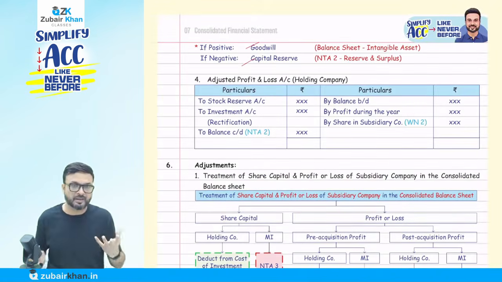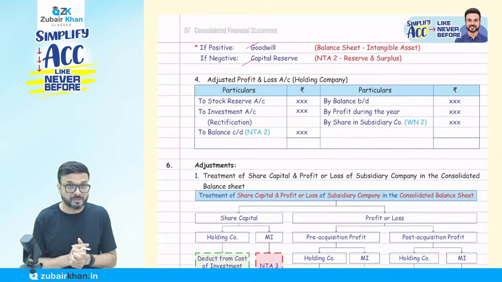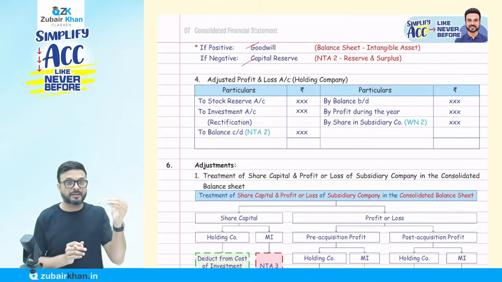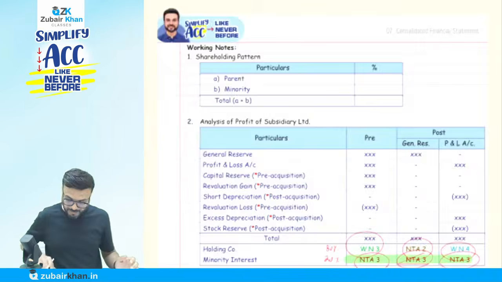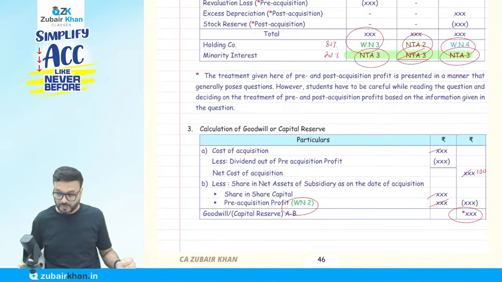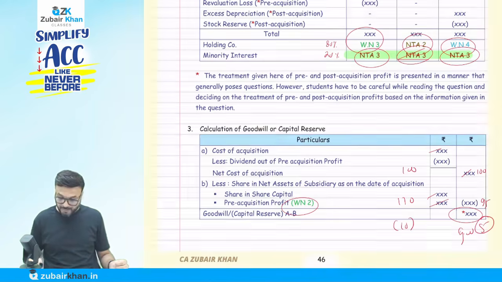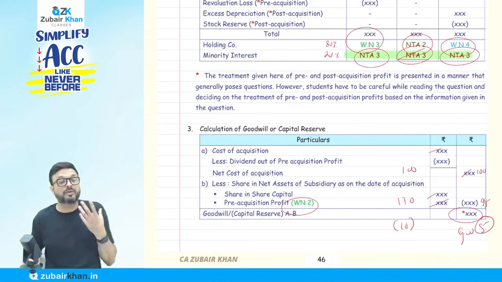There's a logic behind this. Suppose we have made an investment of 1 lakh, but the capital coming is 95. Let me write it down. So I paid an additional amount, and they say write that 5 as goodwill. Now if I paid 100, but what I get is, let's say, 110, then I paid 100 but in return I am getting more. So it's a benefit for the holding company.